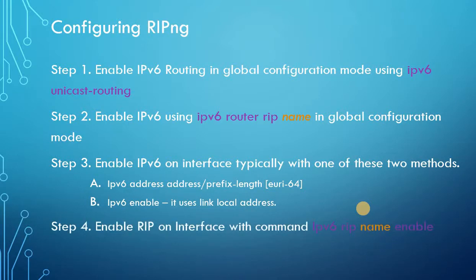The fourth one is actually important. Earlier with RIP we were using the network command inside the router RIP configuration, but with RIPng we will not be using any network command. We will have to go to the interface and put the command ipv6 rip name, the same name which was configured in global configuration, and then enable. By putting this, it will enable RIPng on the router.